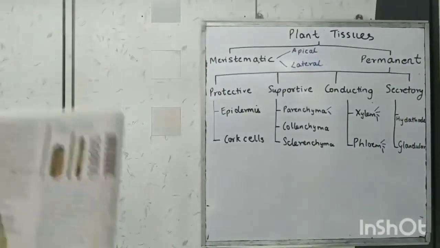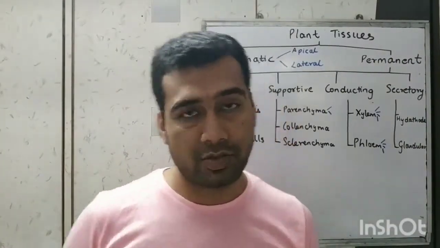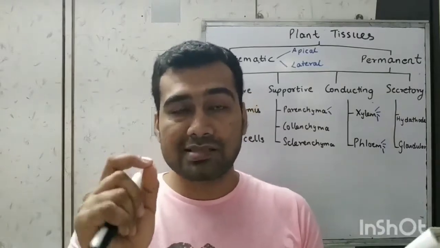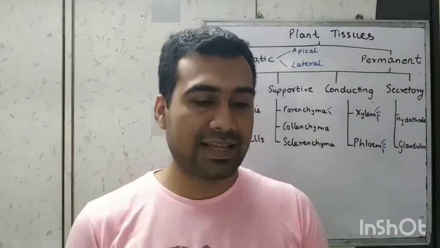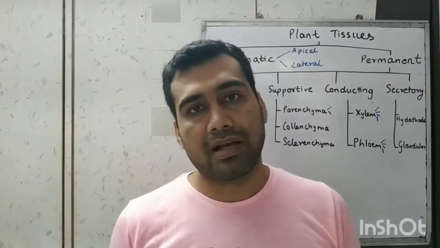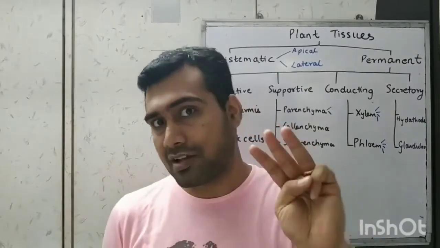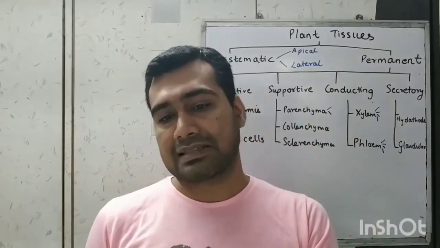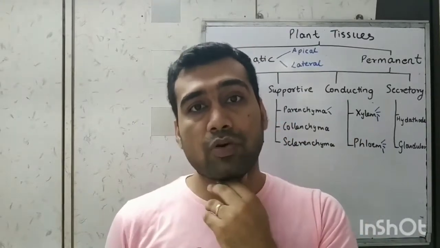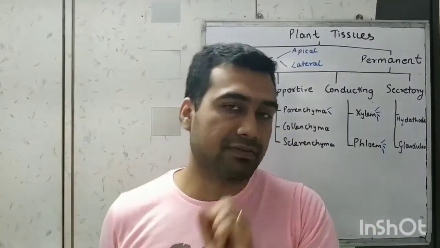The next tissue is phloem. The phloem is again made up of 4 types of cells, so it's a complex tissue. The 4 types of cells are companion cells, sieve tubes, phloem parenchyma, and phloem sclerenchyma, also called phloem fibers. Now, out of these 4, 3 are alive, that is sieve tubes, companion cells, and phloem parenchyma, and only the phloem fibers, the sclerenchyma, is dead. So phloem is mostly alive.